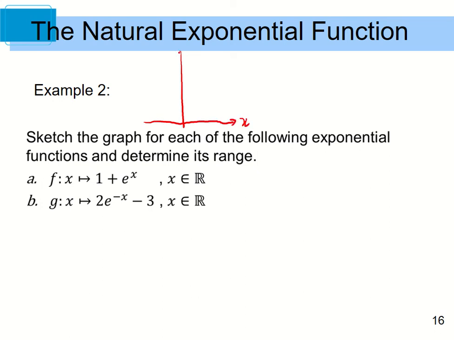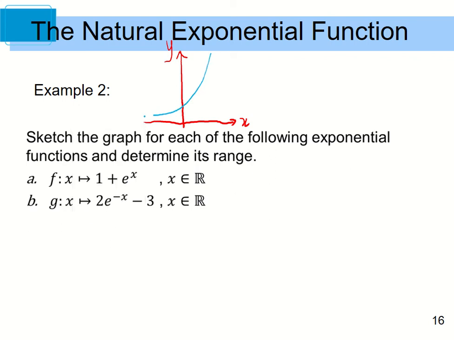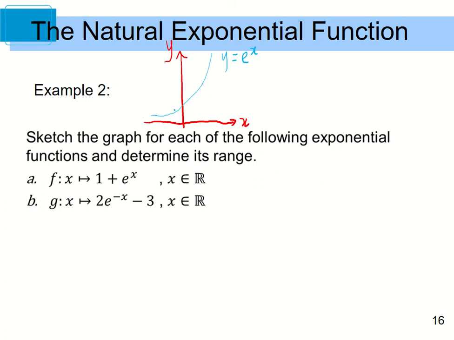So this is the x-axis, this is the y-axis. For the exponential function e to the power of x, we know the graph goes like this: y equals e to the power of x. Now, what is the value here? When x is 0, e to the power of 0 is 1. So the value here is 1.